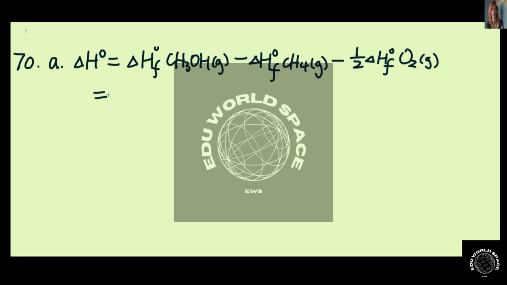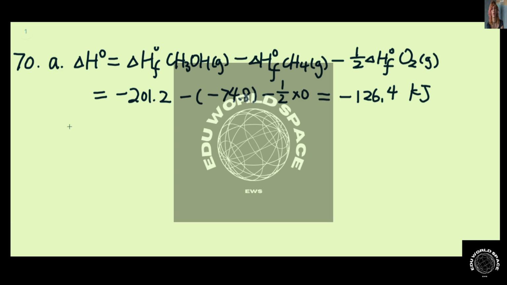So this is equal to negative 201.2 minus negative 74.8 minus 1/2 times 0. And you will get a number of negative 126.4 kilojoules.